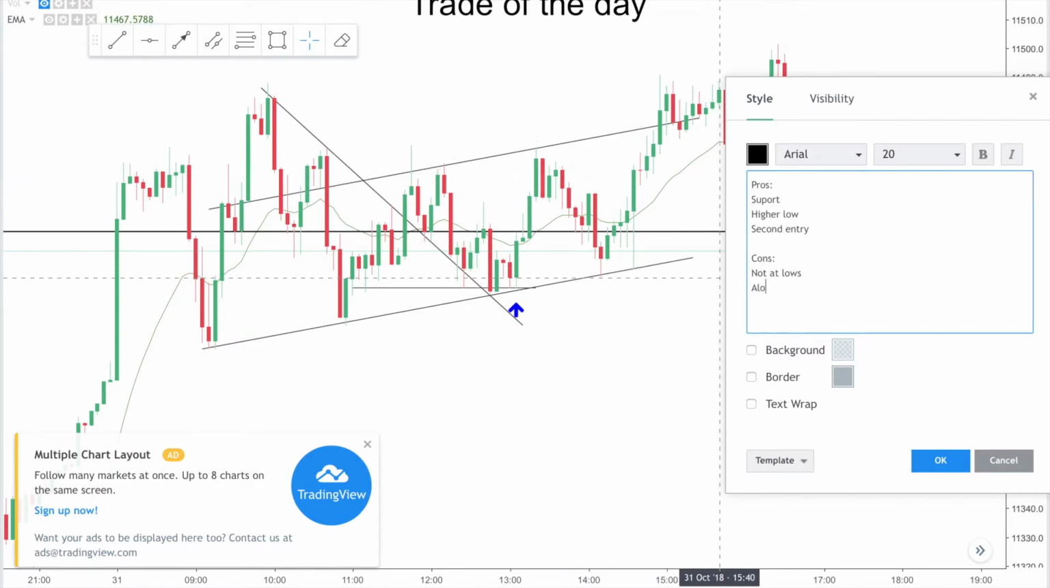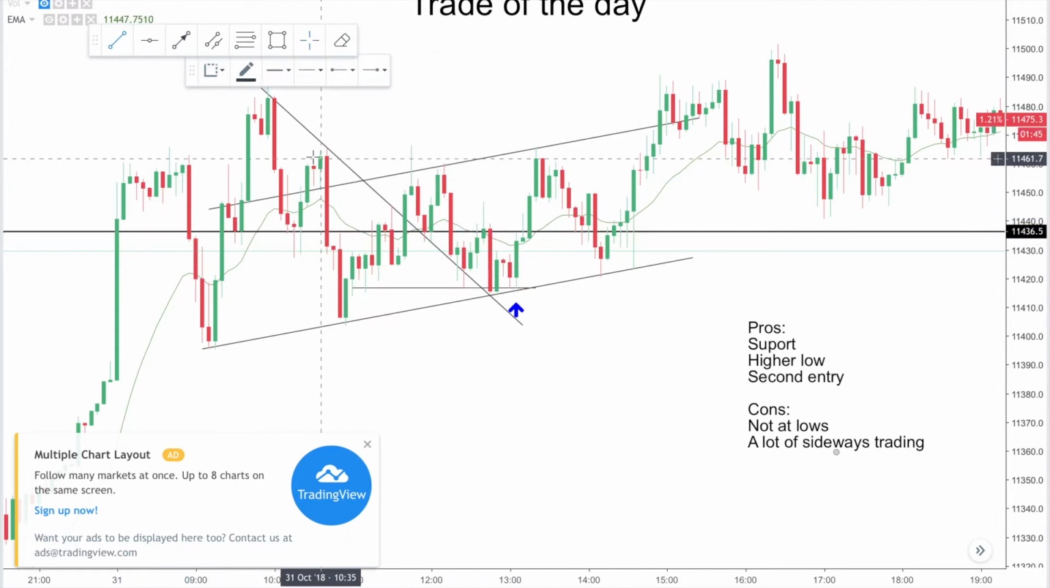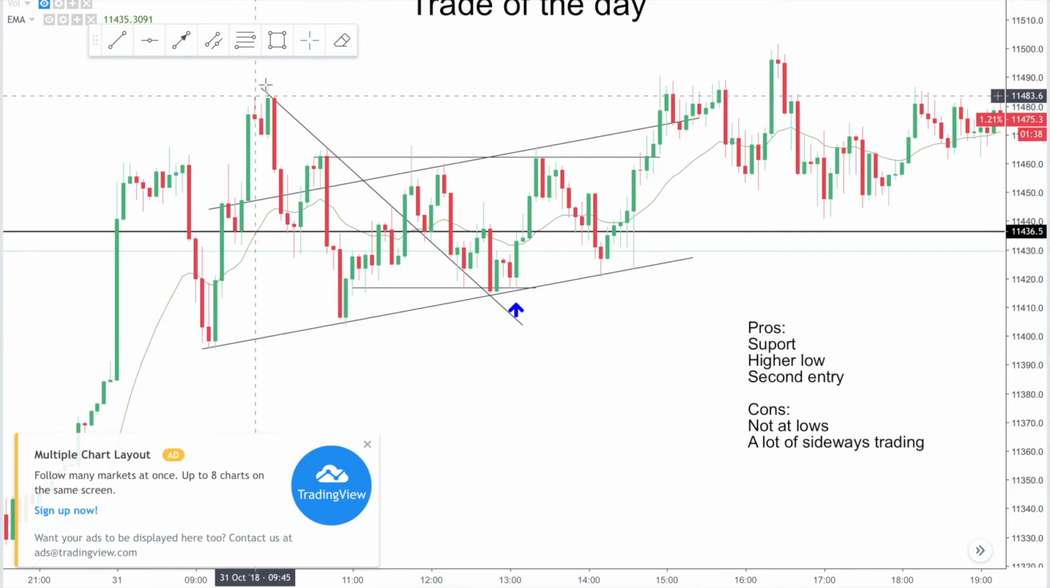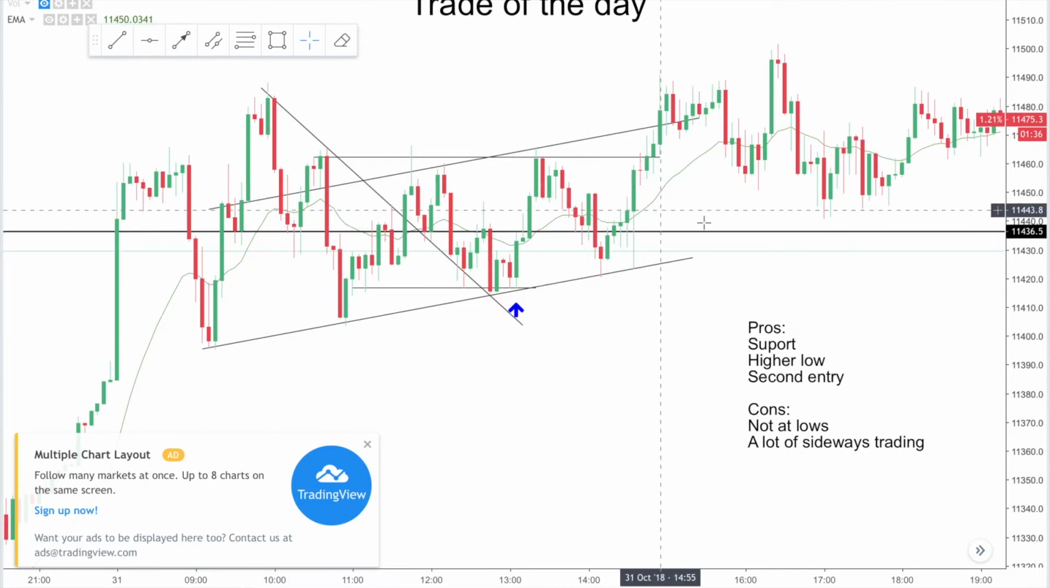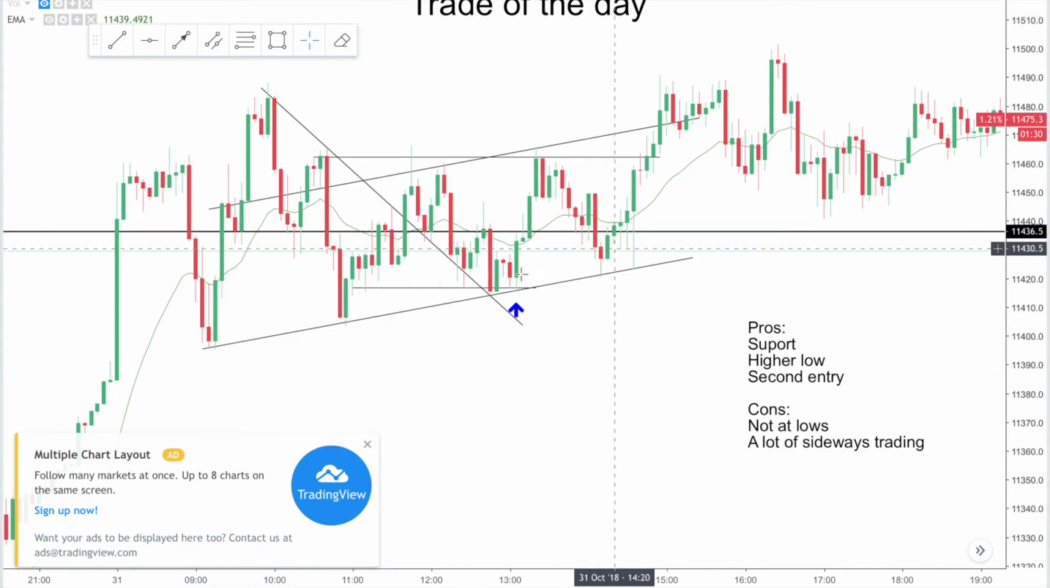Also, we have a lot of sideways trading. All of this here, somewhat sideways trading. There's no real direction on any of this. I saw this as potentially just a smaller range. So we had the low of the day, the high of the day, and then a range in the middle of that range, the high-low range.